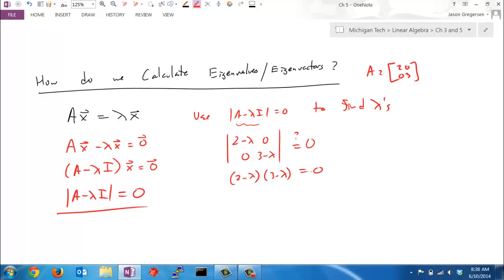Lambda equals 2 and lambda equals 3. When is this thing equal to 0? Well, it's equal to 0 when this thing is 0 or when this thing is 0. Those are our two options. So I'll have two values here. My solutions are lambda equals 2 and lambda equals 3. I have two eigenvalues.